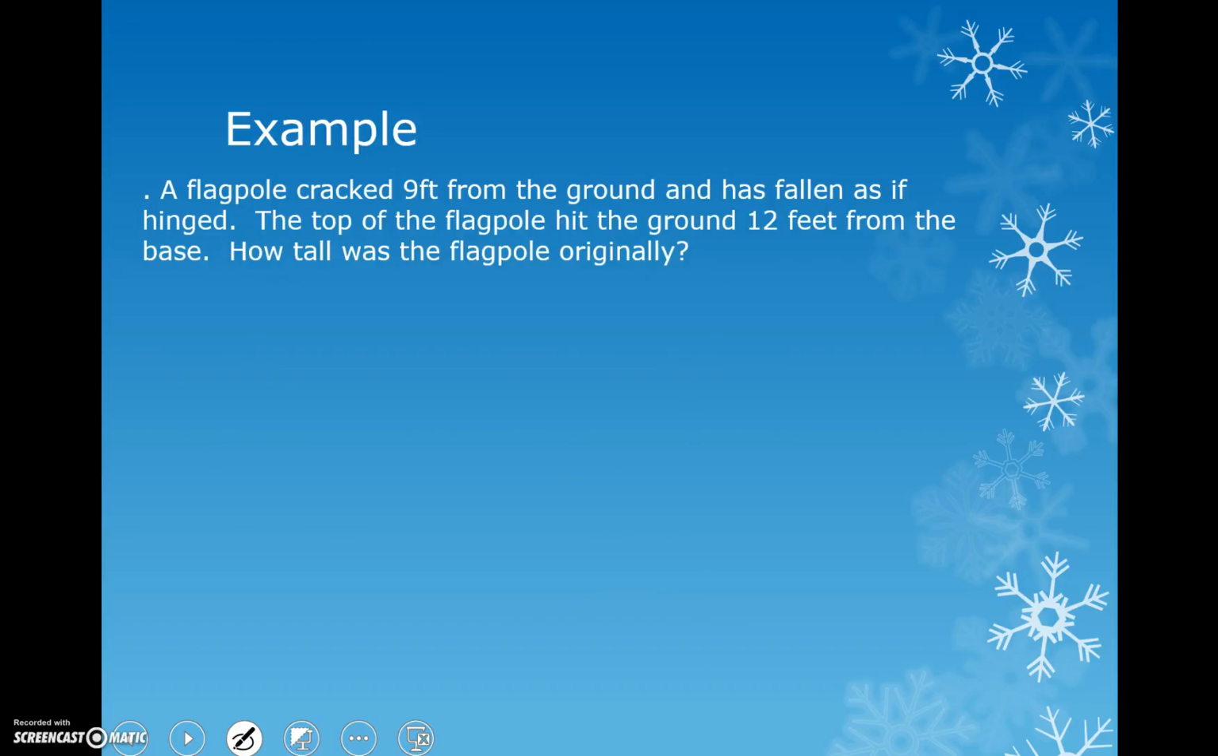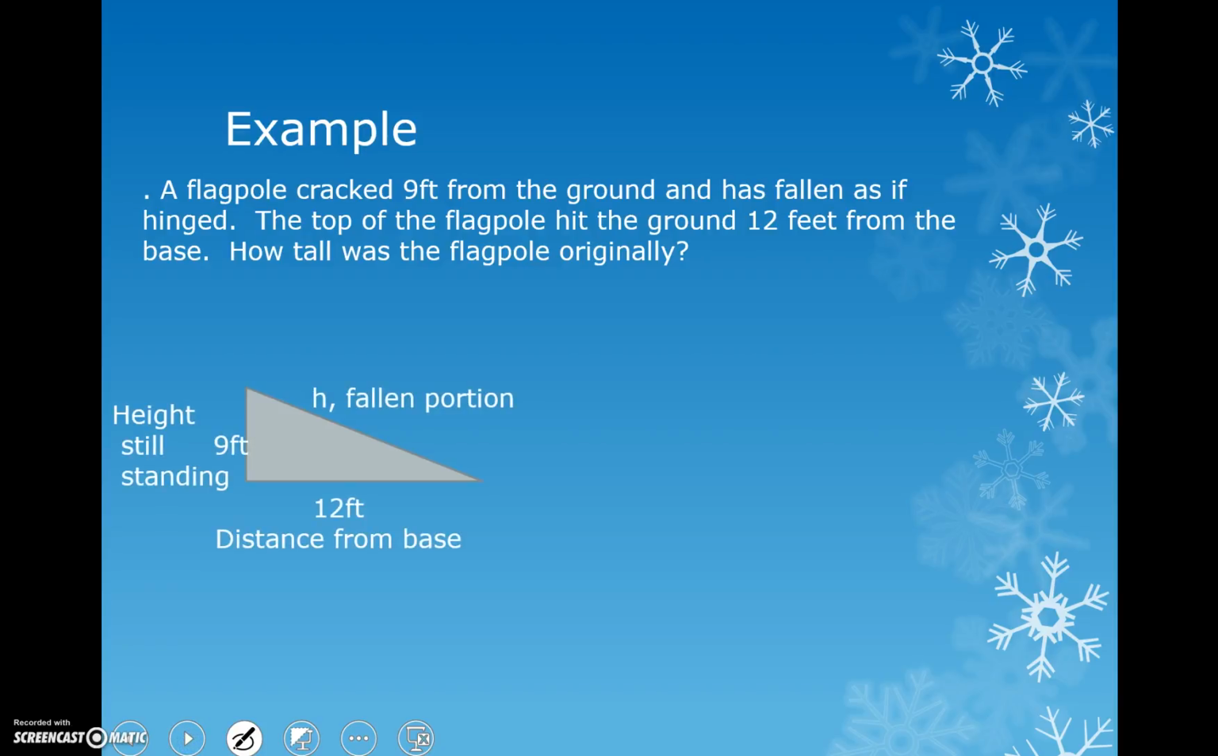All right. Last one. A flagpole cracked 9 feet from the ground and has fallen as if hinged. The top of the flagpole hit the ground 12 feet from the base. How tall was the original flagpole? Okay, so what we know here is that there was a flagpole that broke over. So we have a height that's still standing of 9 feet. I don't know how much has fallen over, but I know that the very top here is 12 feet from the base here. So we need to figure out how long this piece is right here, and then add it to the piece that's still standing. So there's a broken flagpole going on here.